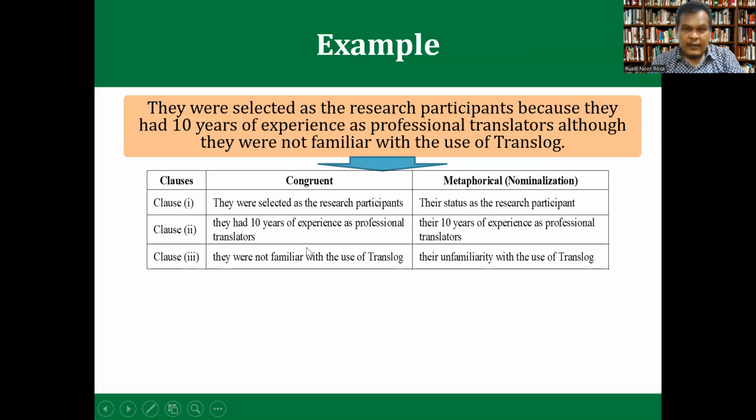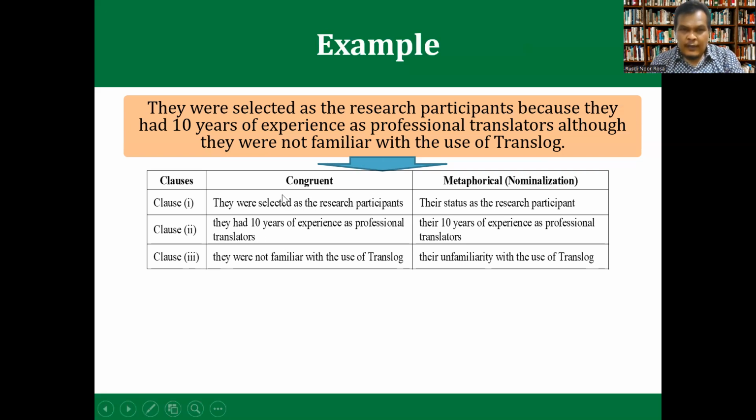After we divide the clause complex into several clauses, we change these clauses into phrases. So, for example, they were selected as the research participants, and then we nominalize this clause by writing their status as the research participant. You should not eliminate the meaning contained in the congruent form, but instead you keep the meaning, but you say it in the other form.